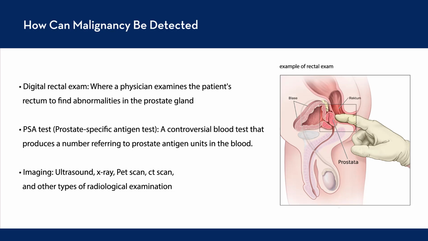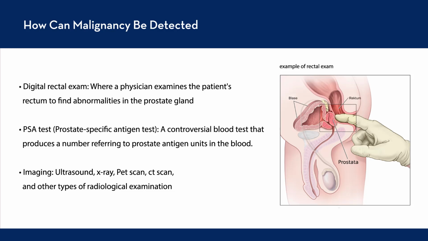Another technique is the PSA test, or the prostate specific antigen test. This test is somewhat controversial. It's been used for a long time, for maybe 20 or more years, and it's actually an easy test to perform. It's done on a blood test, and it produces a number, typically from 0 to a large number, 10, 20, above a number like that. It refers to the number of prostate-specific antigen units in the blood.